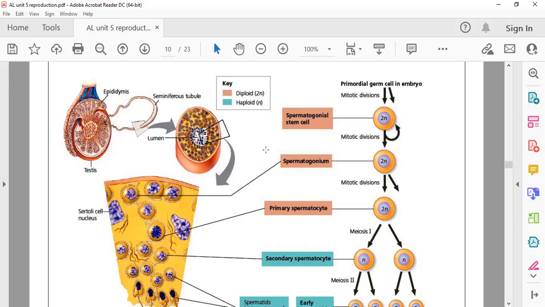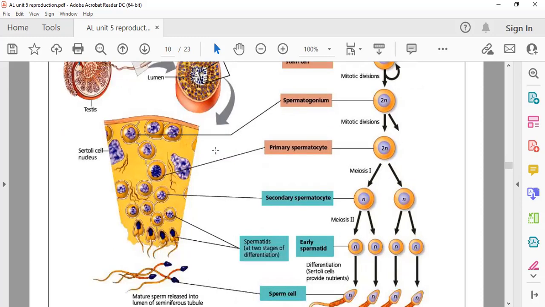Spermatogonium to primary spermatocyte is mitosis. Primary spermatocyte to secondary spermatocyte is meiosis 1. Correct. Secondary spermatocytes to spermatids is meiosis 2. The final outcome is spermatid. Will there be cell division in the spermatid? No, but there will be differentiation, turning into sperms. Correct?